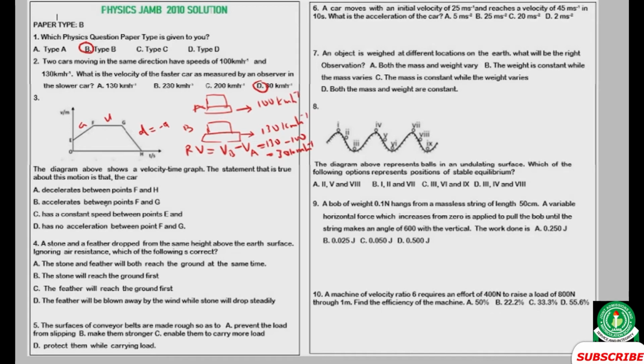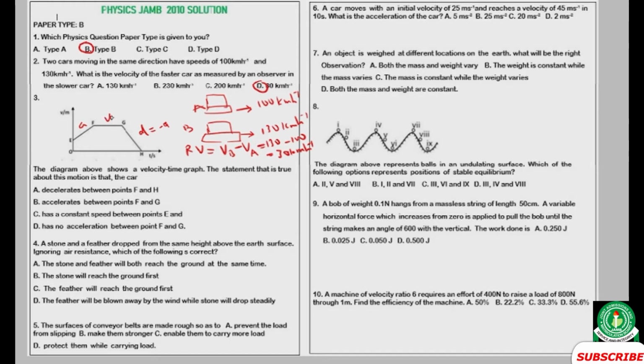Now, accelerate between F and G. There's no acceleration here. We only see a uniform velocity, that is a constant velocity. So there is no acceleration between point F and G. Yes, there's no acceleration here.